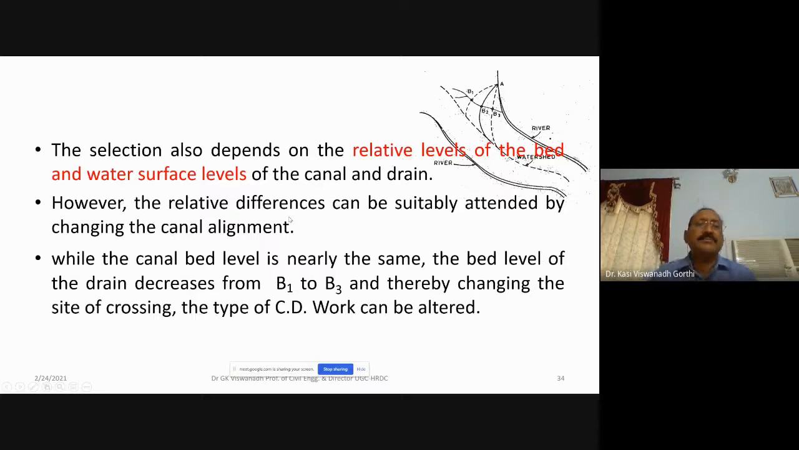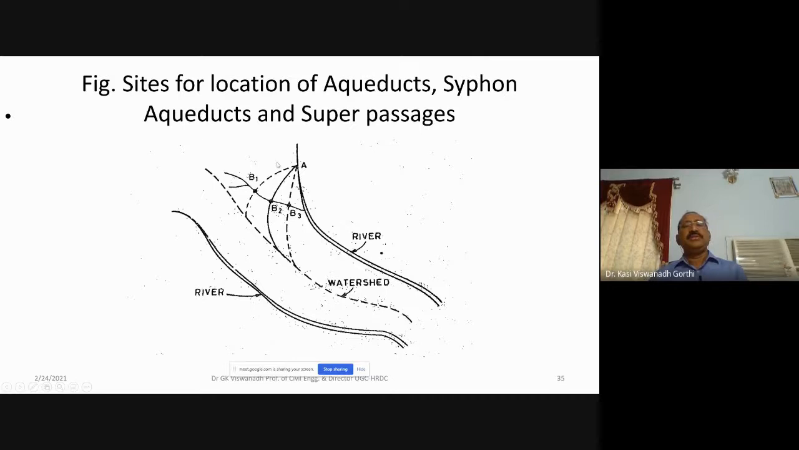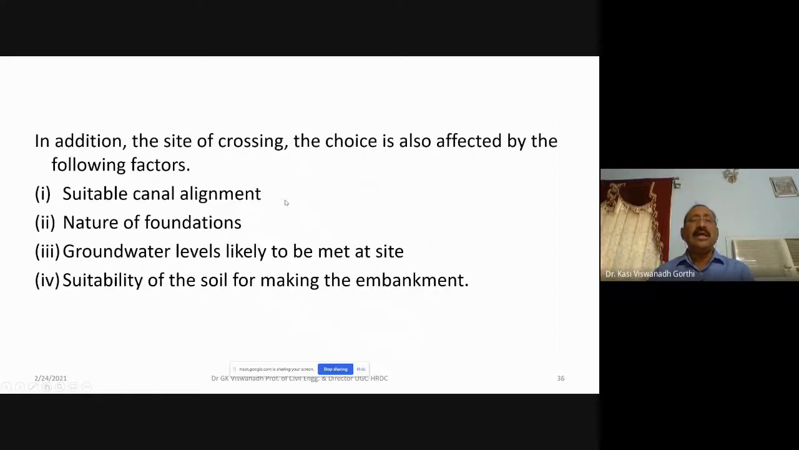So the selection also depends on the relative levels of the bed and water surface levels of the canal and the drain. However, the relative differences can be suitably attended to. Sometimes it may be required to change the alignment also. For example, in the figure, you may see here A to B1 may be the initial alignment, A to B2 may be the originally proposed one. It may be changed to A to B1 and then moved, or A to B3 and moved also. So this is how we start changing the alignment slightly. Probably the provision of the cross drainage work would also change accordingly. So these are the sites for location of the aqueduct, siphon aqueduct, and super passage where you are changing the alignments.